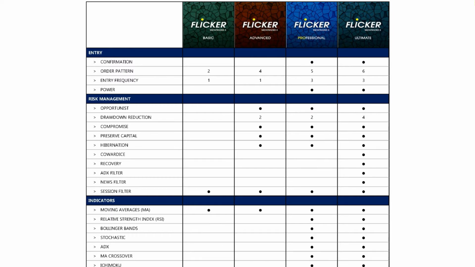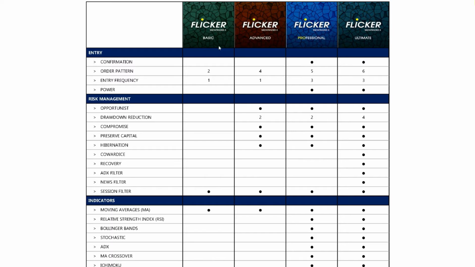Okay, now this picture is actually a table of comparison of the Flickr product line. There are 4 different kinds of products and they are all different from one to another. You can differentiate them according to 4 main categories: entry, risk management, indicators, and visuals. We'll start with basic, then move on to advanced, professional, and ultimate.